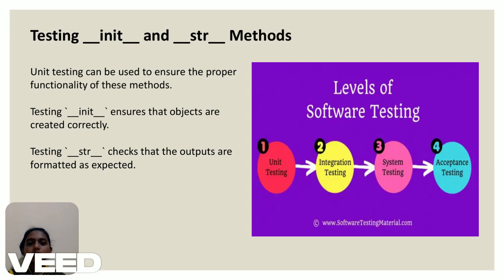Testing init and str methods. Unit testing can be used to ensure the proper functionality of these methods. Testing init ensures that objects are created correctly. Testing str checks that output is formatted as expected.